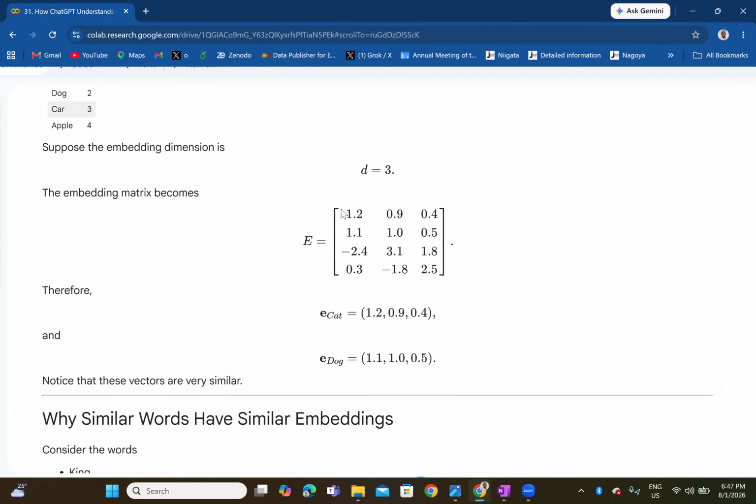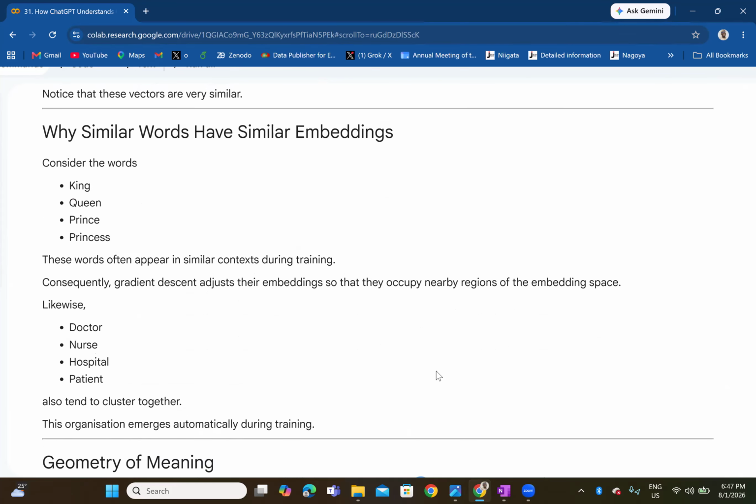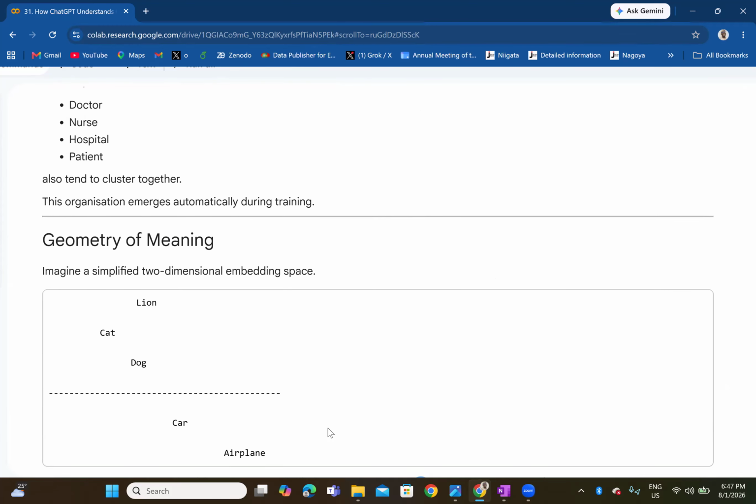Therefore, e_cat will be the first row you have here. e_dog will be the second row. Notice that these vectors are very similar because cat and dog are sort of similar. Now, why do similar words have similar embeddings? Consider the words king, queen, prince, princess. These words often appear in similar contexts during training. Consequently, gradient descent adjusts their embeddings so that they occupy nearby regions of the embedding space. Likewise, doctor, nurse, hospital, patient also tend to cluster together. This organization emerges automatically during training.